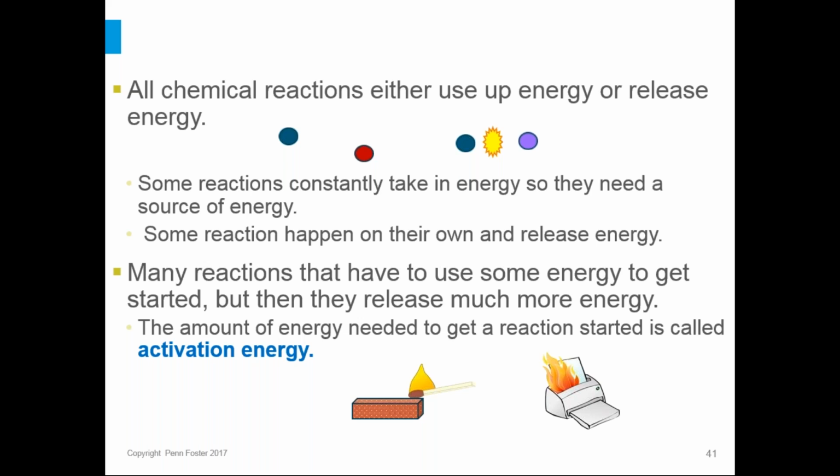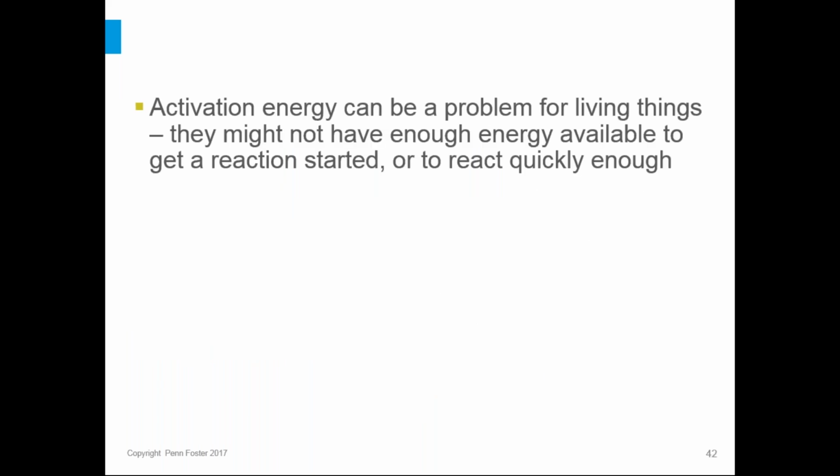So activation energy is what's required to get a chemical reaction started. Even if that reaction later releases a lot more energy, it still just needs some to get started. It needs that activation energy. And this can be a problem for living things. You might not have enough energy available to get a reaction started, or there might be enough for the reaction to happen very, very slowly. But in living organisms, chemical reactions need to happen really quickly.